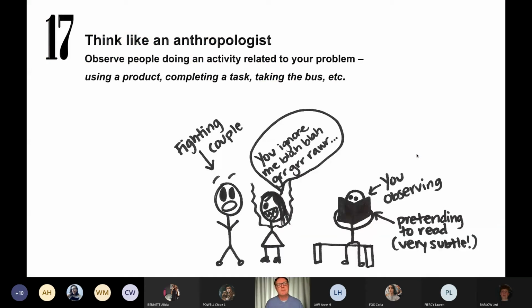Tip number 17, think like an anthropologist. Now, an anthropologist is someone who observes human behavior. This is actually quite important. If you're, say, coming up with a packaging solution, what you want to be doing is observing people doing an activity relating to your problem, like using a product or completing a task or even taking the bus, etc.